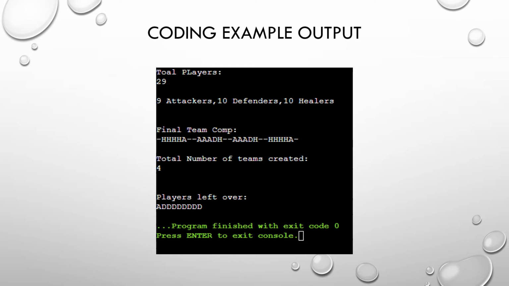This would be the output of my example for my code. We would have total players equal to 29, consisting of our 9 attackers, 10 defenders, and 10 healers. Final team composition includes 2 teams of 4 healers and 1 attacker, and 2 teams of 3 attackers, 1 defender, and 1 healer. The total number of teams that got created would be 4, and our leftover players would include 1 attacker and 8 defenders.